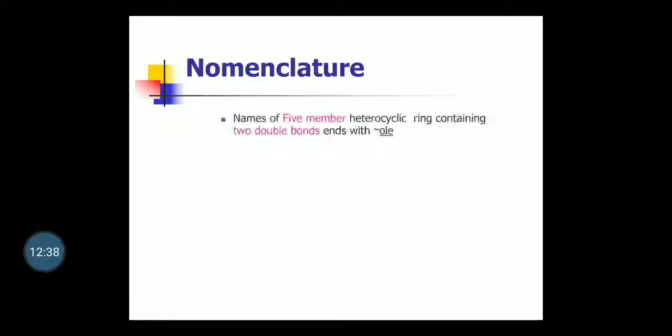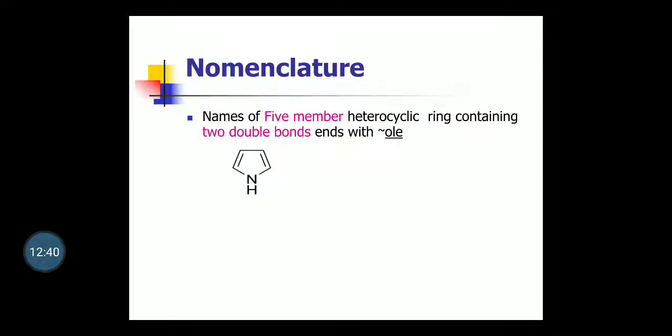Next is the part on nomenclature. Nomenclature: the name of a 5-member heterocyclic ring containing 2 double bonds ends with OLE. Before that we had seen the numbering, how it will be given to either a simple ring or a fused ring structure. That was only about the numbering; there was a rule only about the numbering. Now in this part we are going to shift to the naming that we call nomenclature.